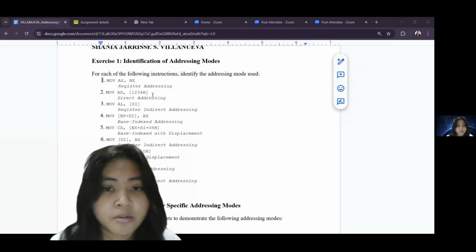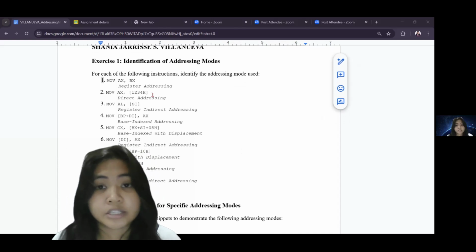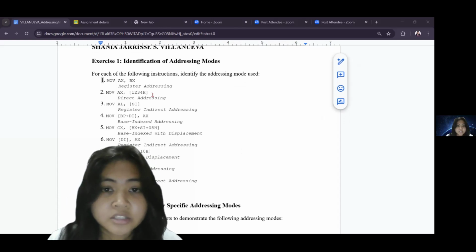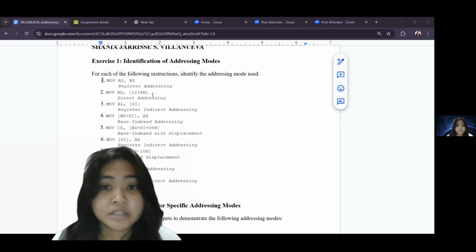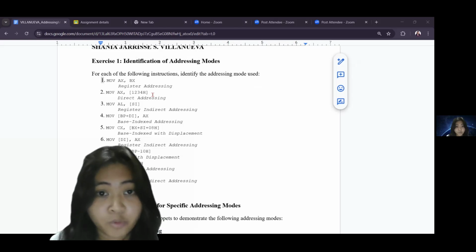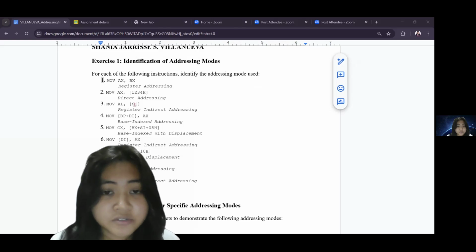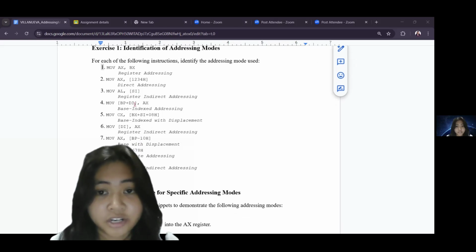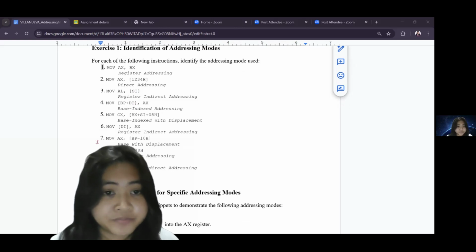Number 3, mov AL, comma bracket SI. SI is a register, but it is inside brackets. That means SI is acting as a pointer to memory. So the answer for that, therefore, is register indirect addressing. Number 4.